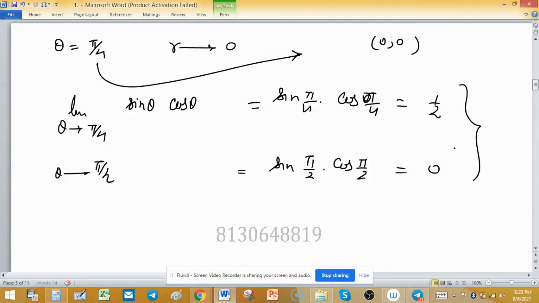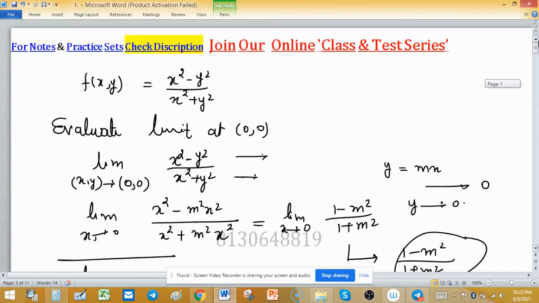So we are getting different limits when reaching the point (0,0) from two different paths, or in the direction along theta pi by 4 and theta pi by 2. So there are many ways to find whether the limit of a function of several variables exists or doesn't exist.